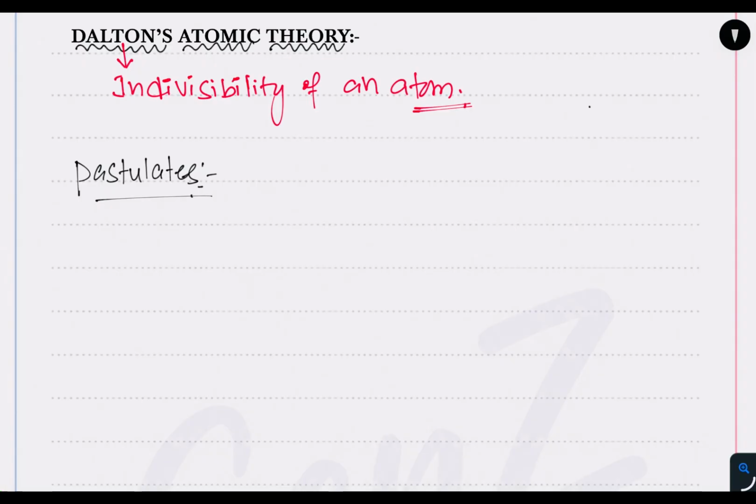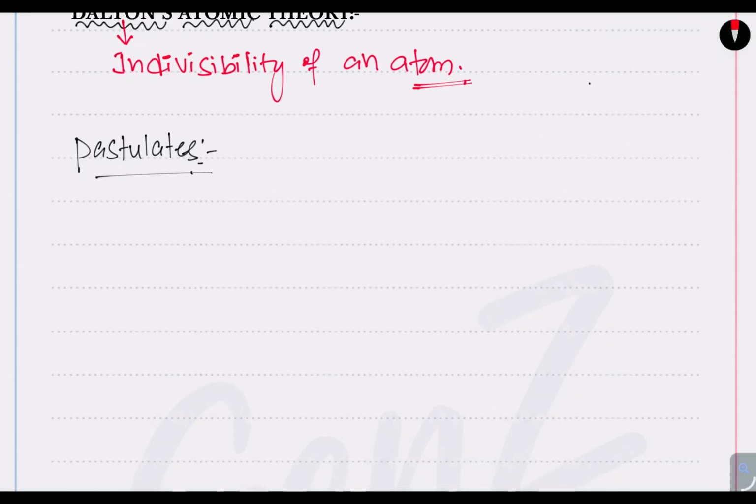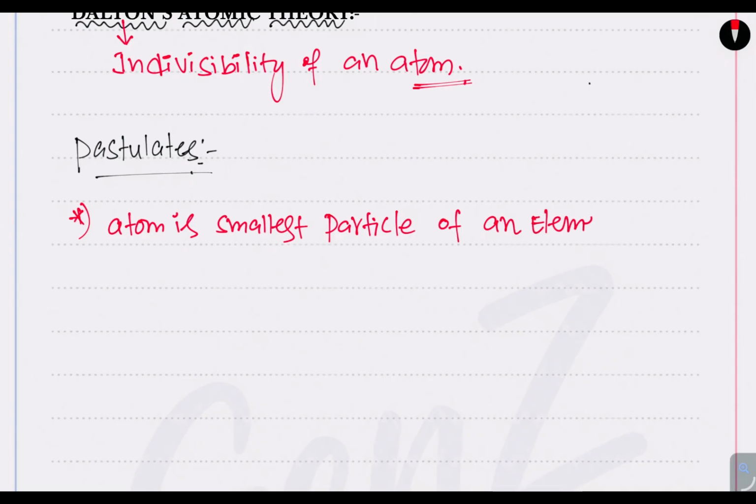According to him, an atom is the smallest particle of an element. And also he said it cannot be further subdivided. This is one postulate given by Dalton.